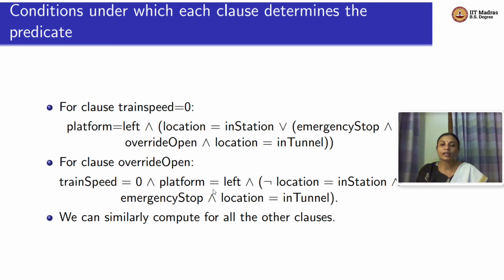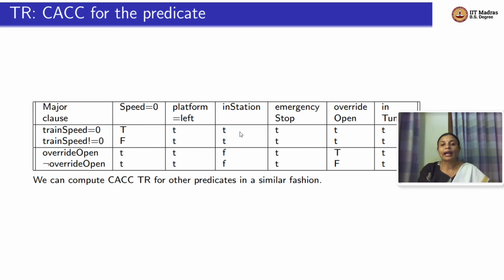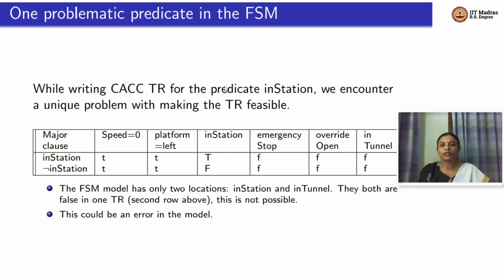Specifically, if we take this clause, location being in station, and work out the active clause coverage criteria for that, then we'll encounter a problem. Out of the 6 clauses that we had in the predicate, now I am taking the major clause to be the one you see in capital T and capital F here, that column, which means the clause that describes the location of the train, whether it's in station or not in station.